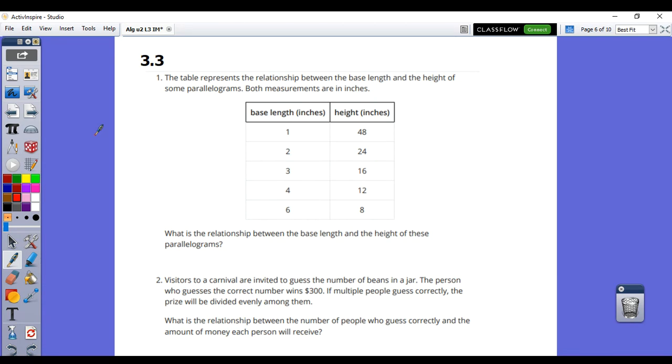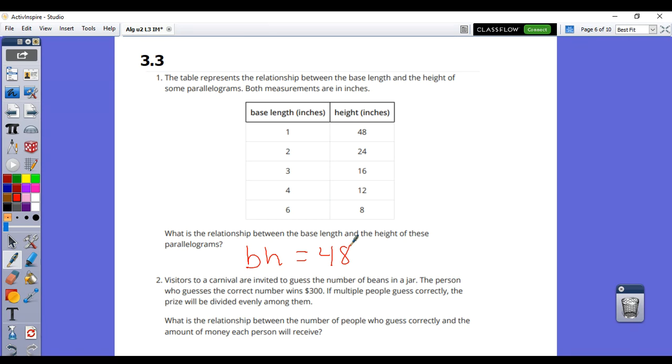So if you take the base times the height, you would get 48 every time. Base times height gives you 48. So that would be the base length times the height. We just write those each next to each other. Gives you the 48.